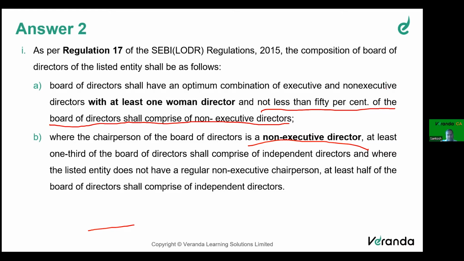So very, very important. Just make sure you remember these two clauses. Now, where does this particular requirement come? This particular requirement comes in Regulation 17 of the SEBI LODR Regulations 2015.